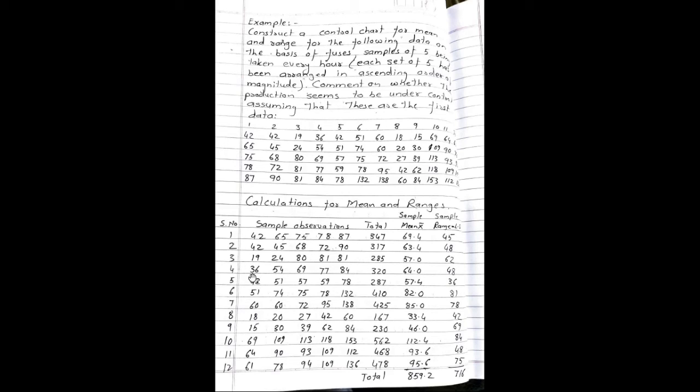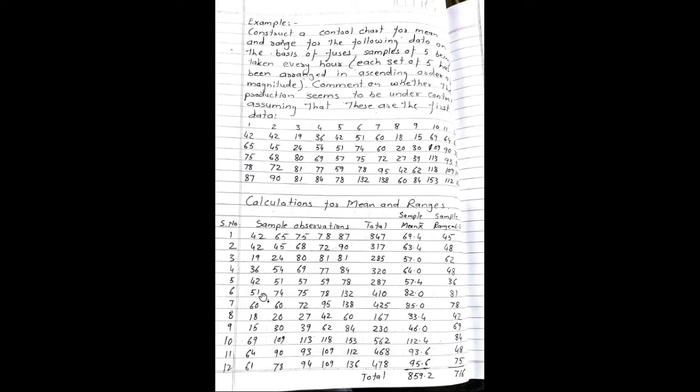Fourth sample: 36 plus 54 plus 69 plus 77 plus 84. Total is 320, divided by 5 gives us 64.0. Then the fifth sample: 42 plus 51 plus 57 plus 59 plus 78. Total becomes 287, divided by 5 will give us 57.4.